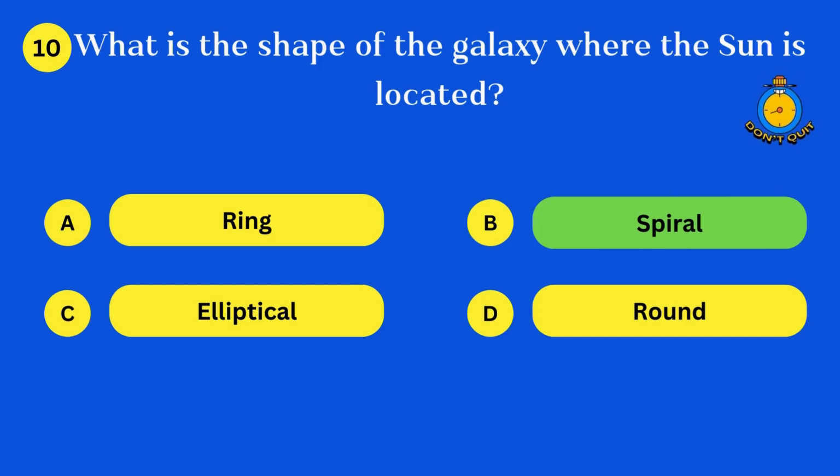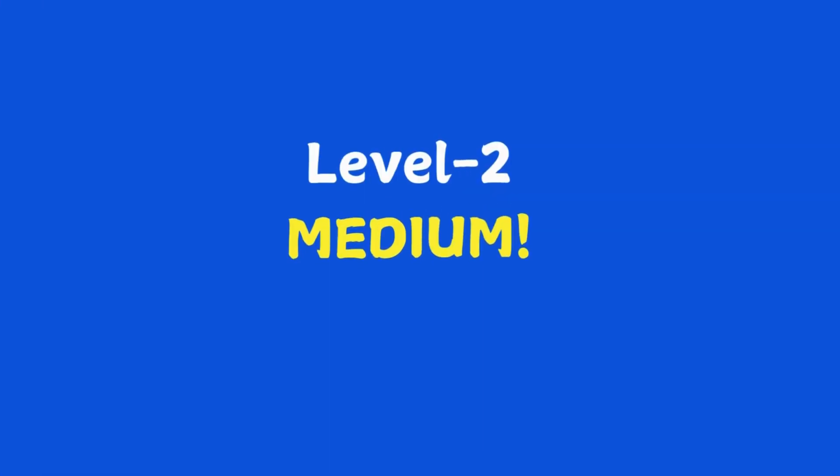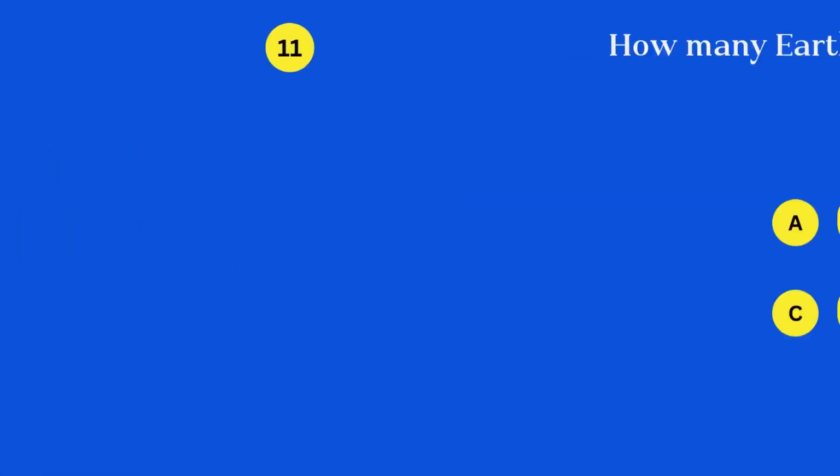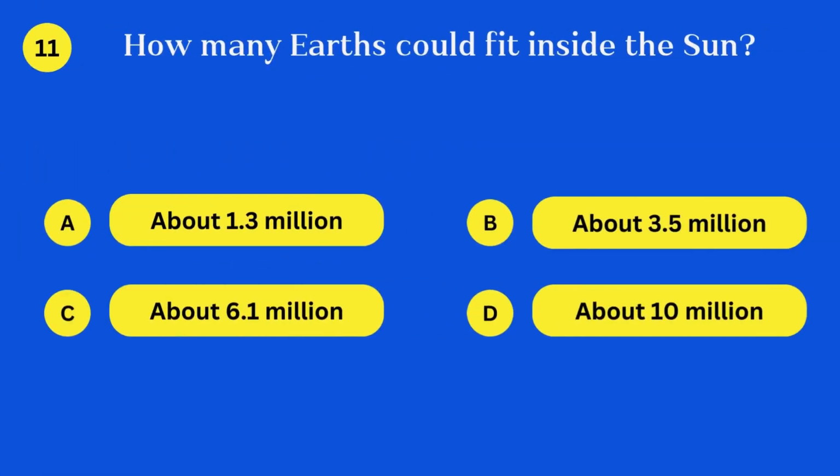B. Spiral. Level 2. Medium. How many Earths could fit inside the sun? A. About 1.3 million. B. About 3.5 million. C. About 6.1 million. D. About 10 million. Answer is A. About 1.3 million.